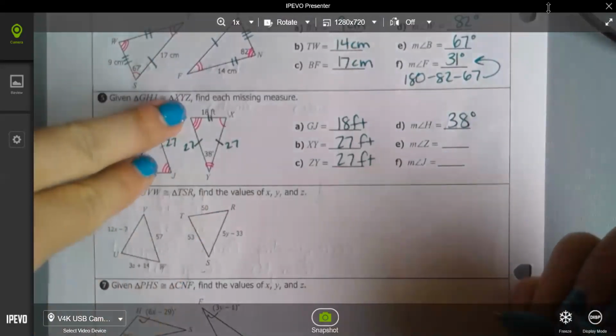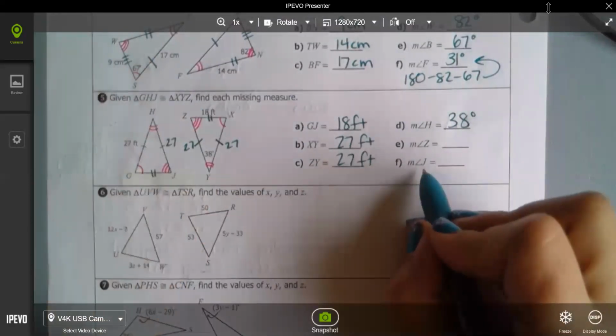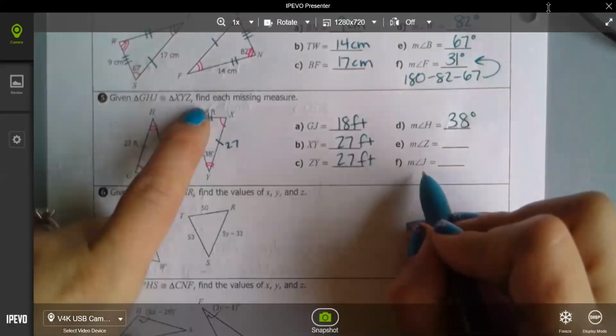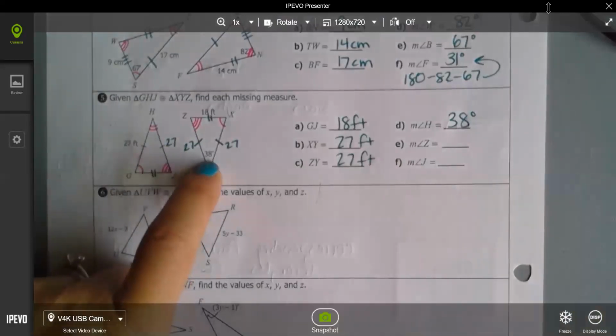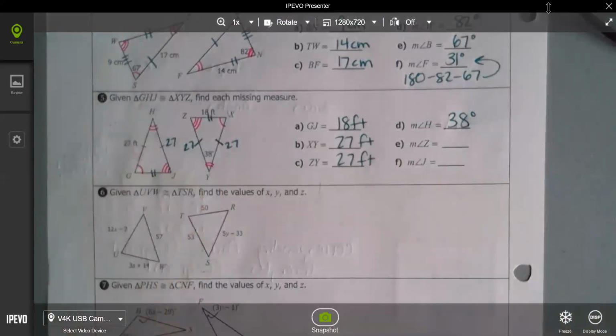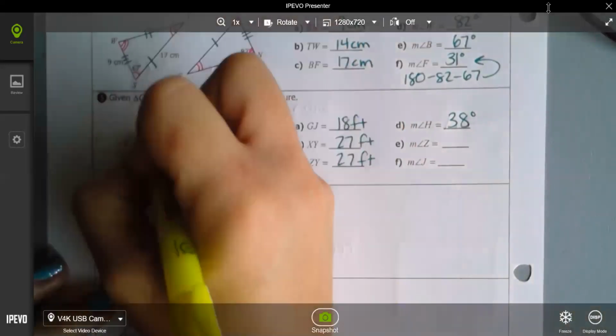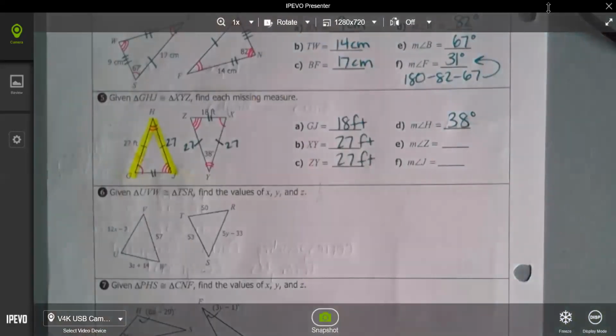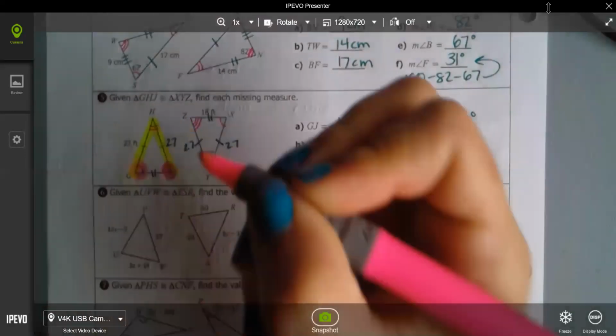Z and J have 3 lines. Uh-oh, I don't know anything about that yet. Let's move on. How about J? Wait a minute. Z and J, I don't know anything about yet. How do we figure this out? Actually, I only have 1 angle measure. Do you remember? This is an isosceles triangle. So what happens when I have 2 equal sides? 2 equal sides gives you 2 equal base angles.